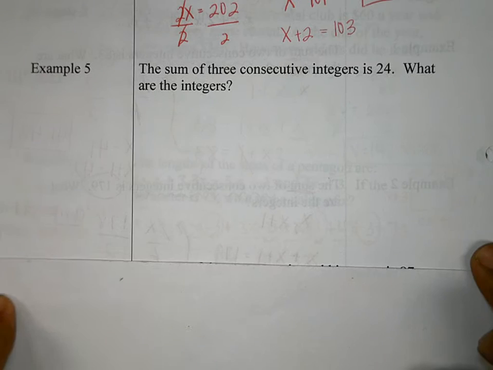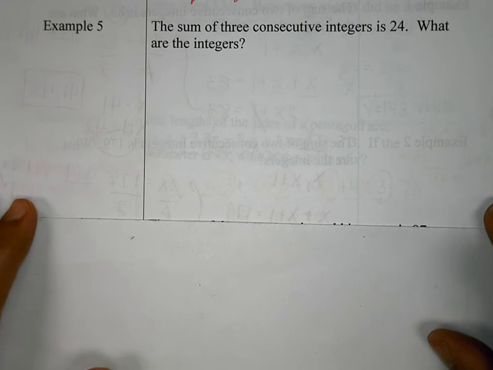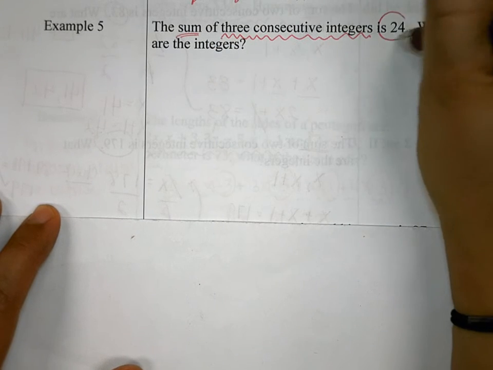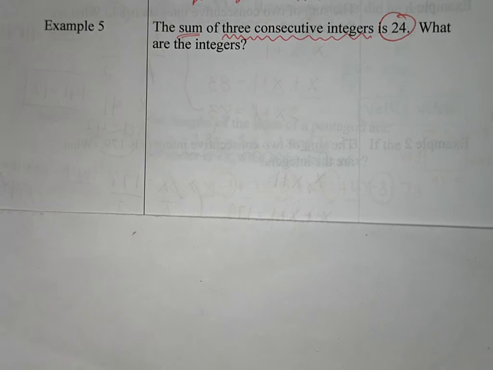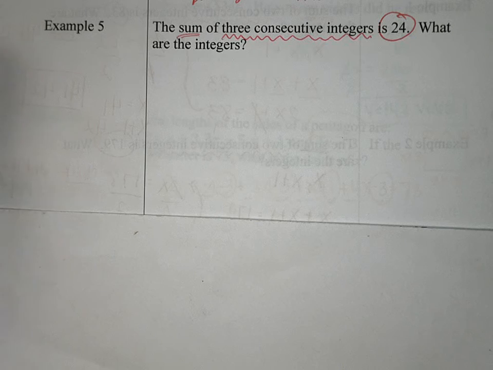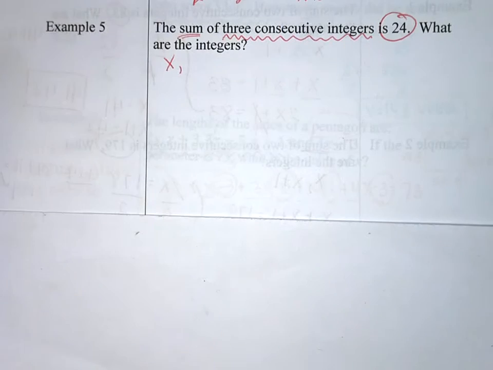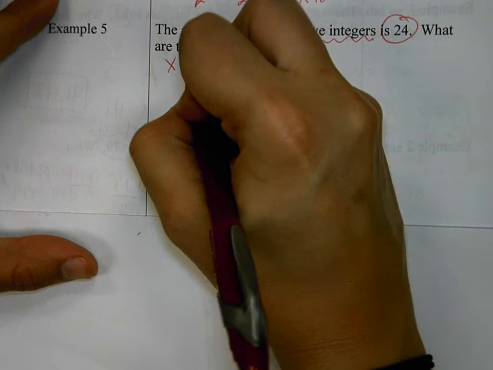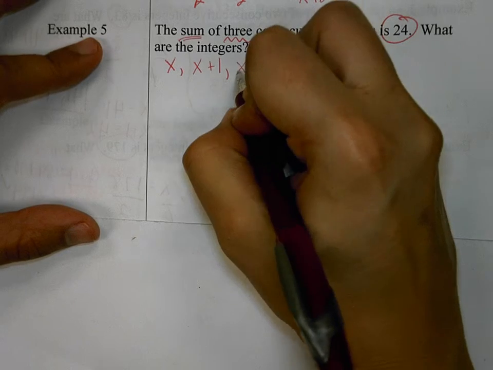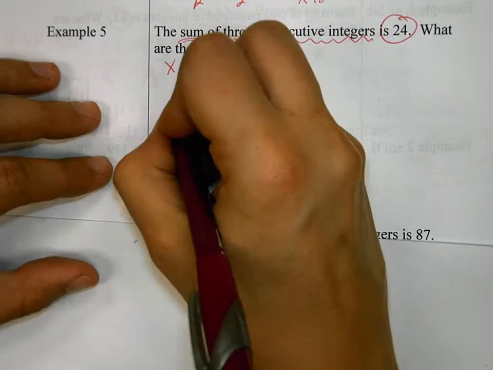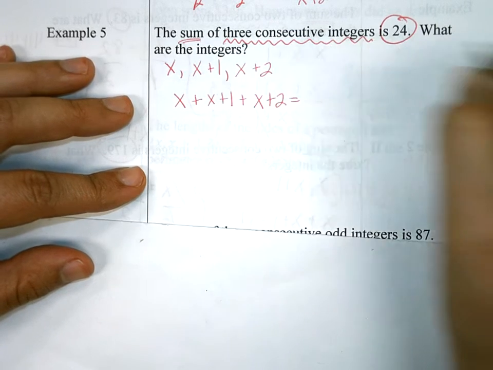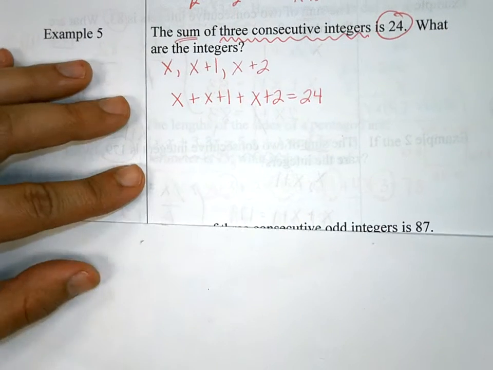Example 5. This time we're looking at a few more integers being involved. We're looking at the sum of 3 consecutive integers, and the sum of those is 24. So we're looking at 3 integers this time. It's just 3 regular consecutive integers, so we're not worried about odd or even. If my first integer is x, my next one is going to be x plus 1, because I'm just looking for the next number. And the next number after that is x plus 2. So I'm going to take x plus x plus 1 plus x plus 2, and that's going to equal 24.